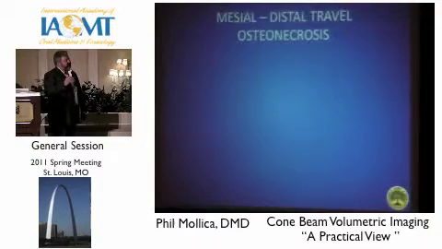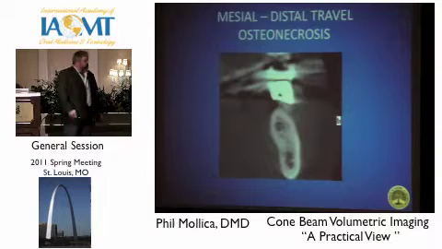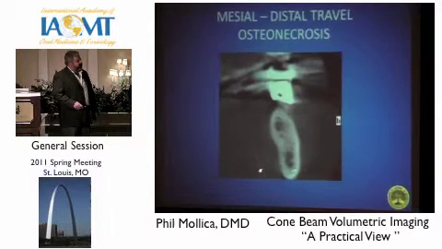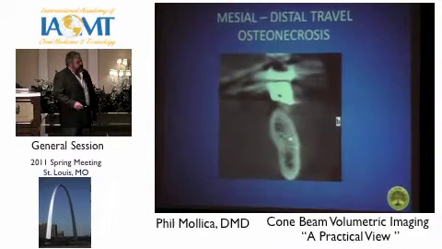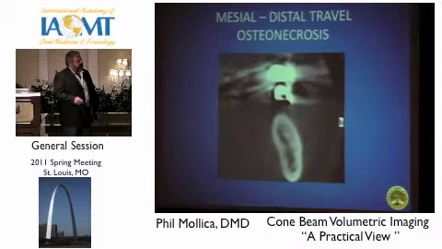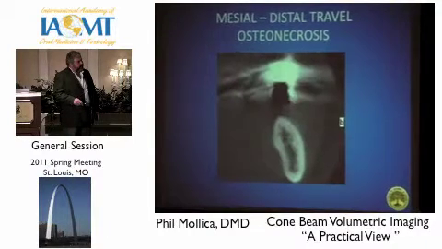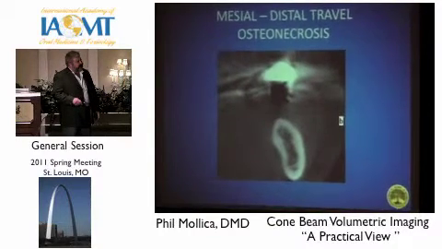Once again, going mesially to distally, traveling through. Oh, well, that bone doesn't look too bad. Here's the inferior alveolar neurovascular bundle area. You're starting to see a little change in the bone here, cortical plate. But let's start to travel back. Now we're starting to see some bony changes going on here as we're going further back.